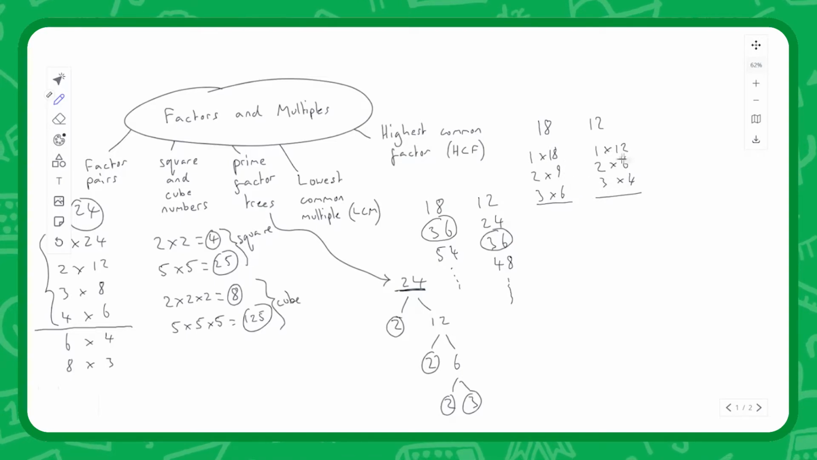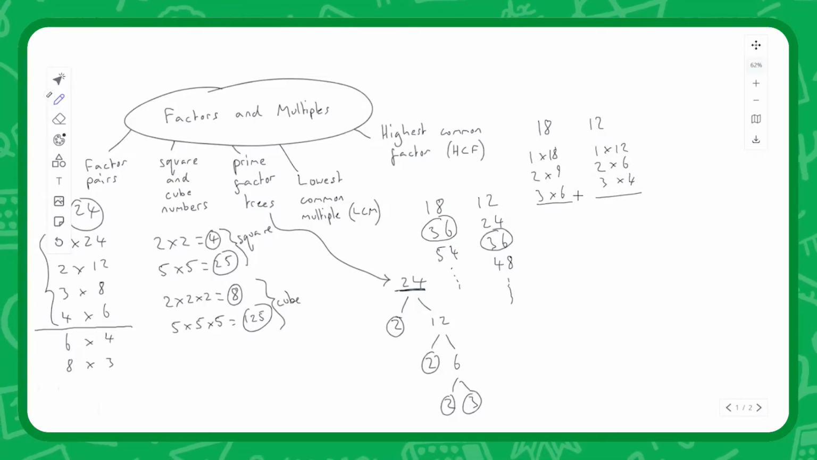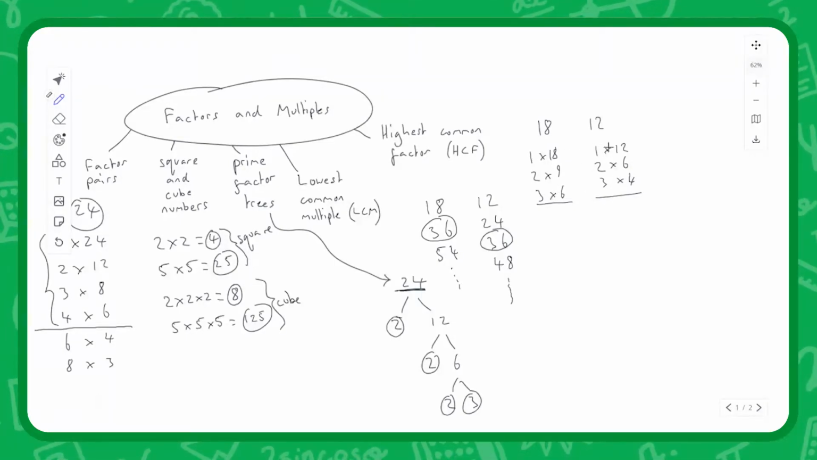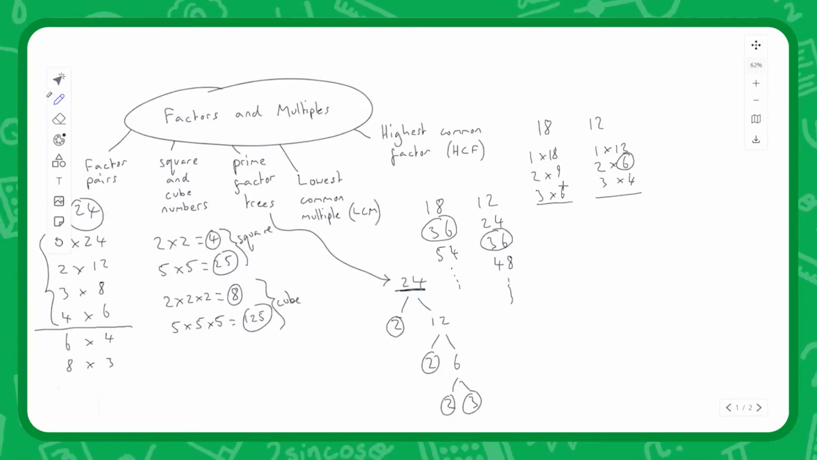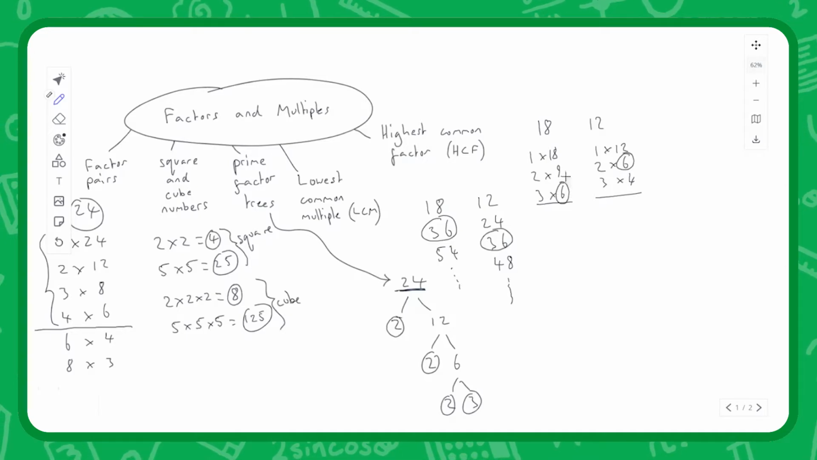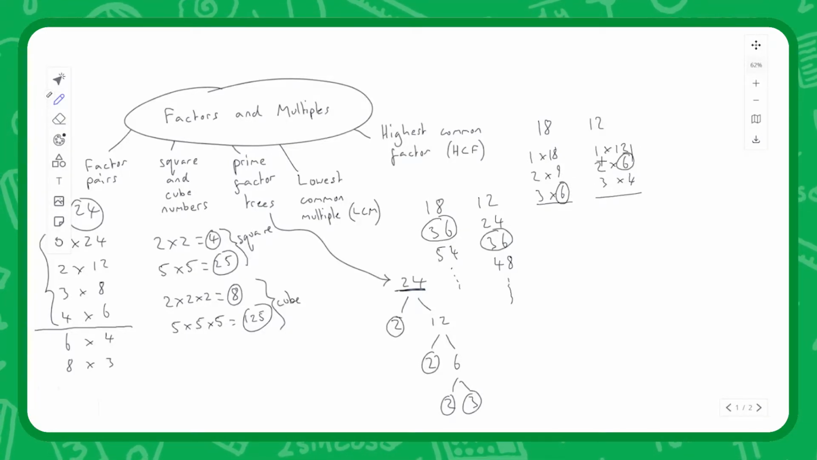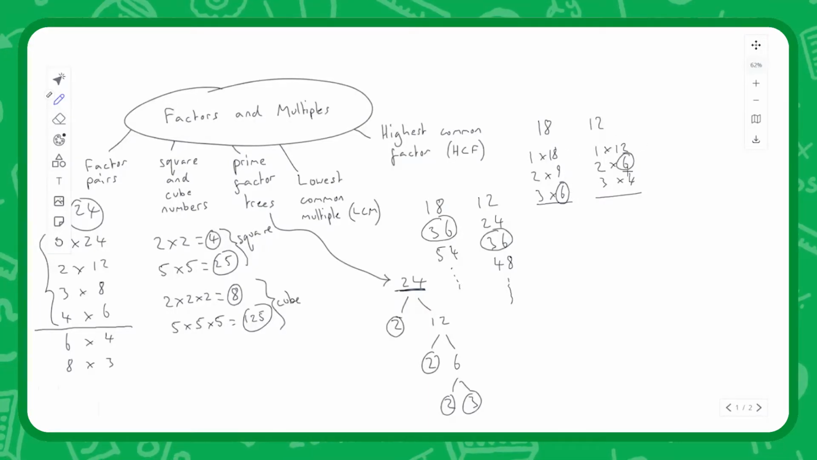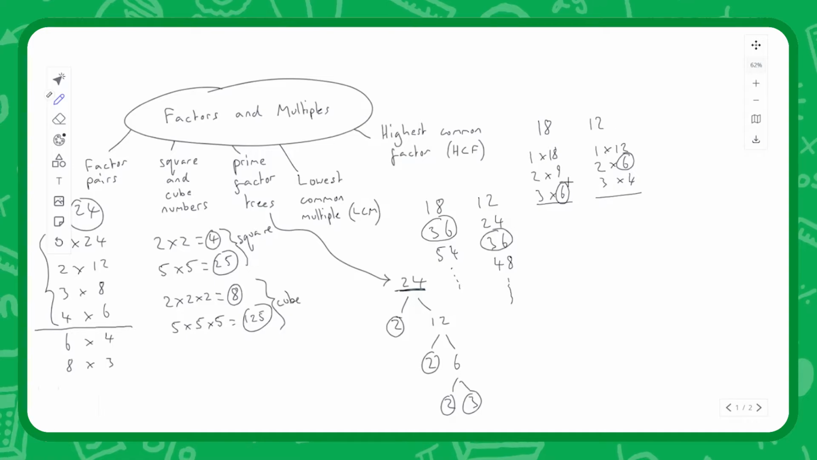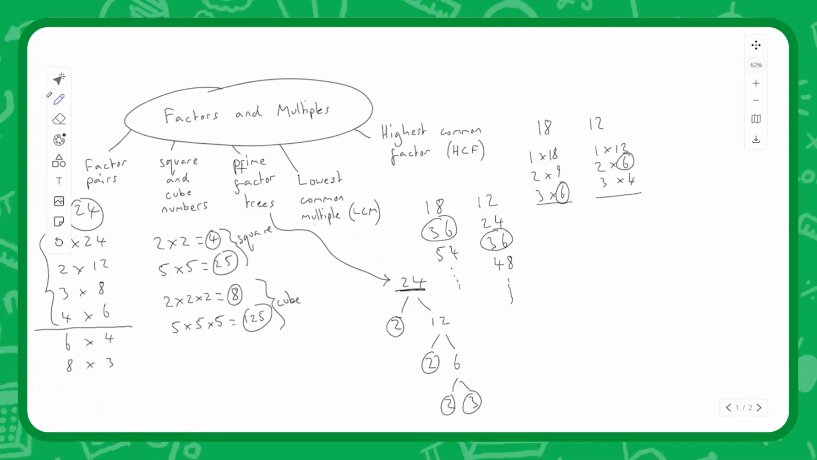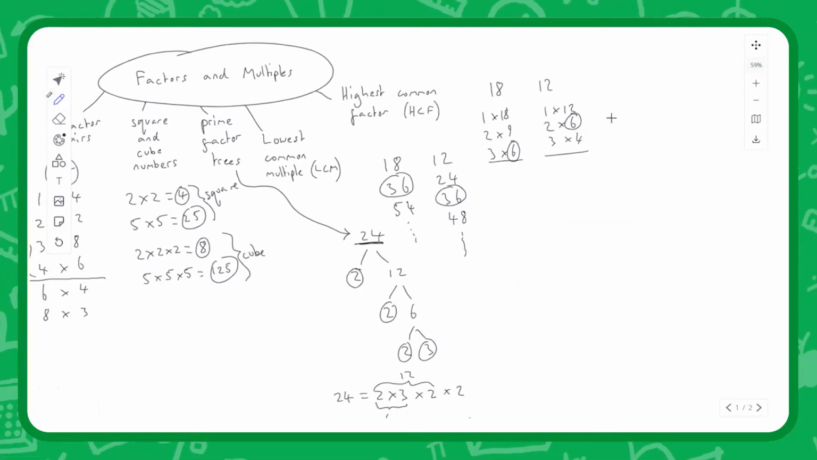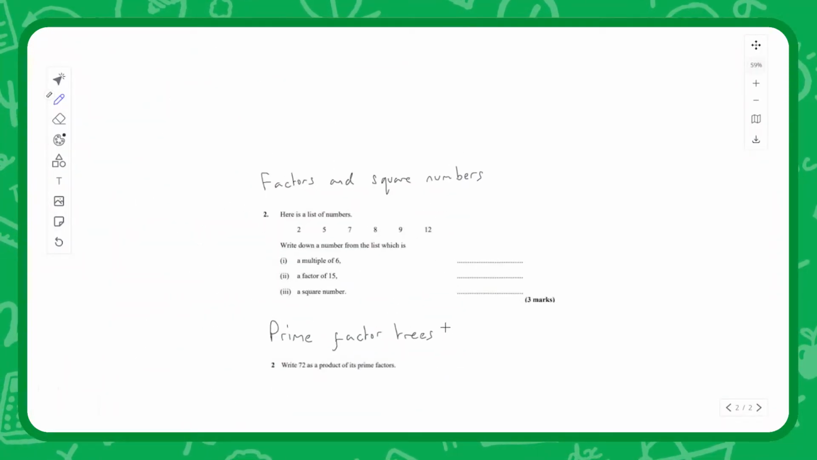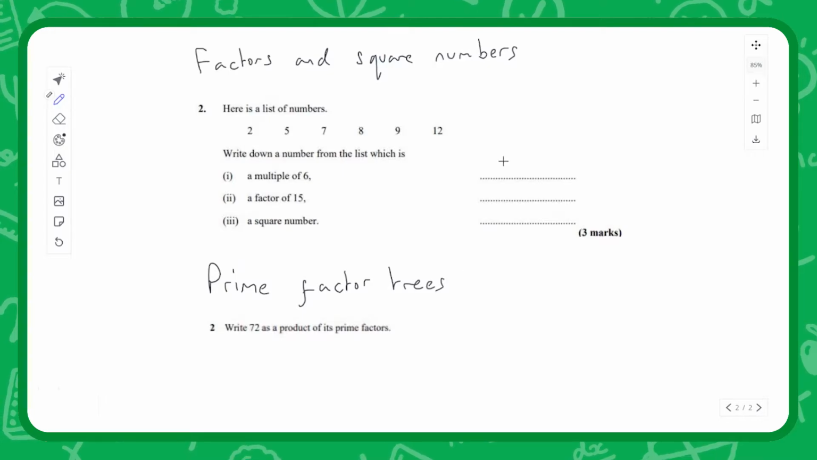Well, I know that if I look at these numbers, I'm trying to find the biggest number that they both share in these pairs, and I can spot here I've got a 6 here and a 6 here. I've got a 9 and 18. There's no 9 in 12. I've got 12 in 12, but there's no 12 in 18. So 6 is the biggest number that they both share. But again, we'll see in a second how we can actually use the prime factor trees to tackle more complex versions of this topic. Right, let's dive into some exam style questions.